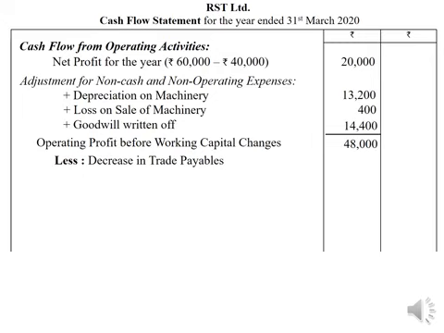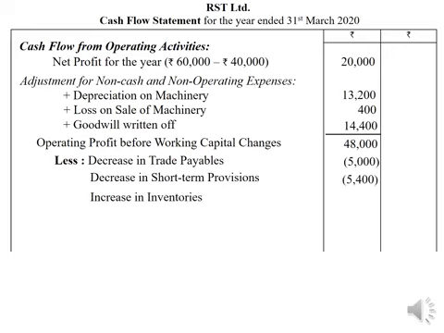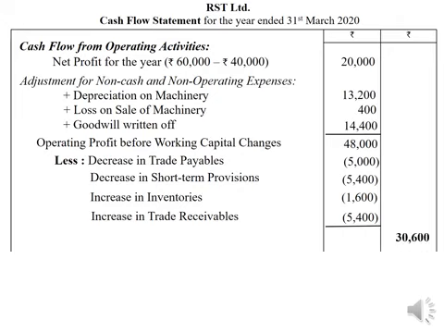Adjustment for working capital changes: less decrease in trade payables rupees 5,000, then decrease in short-term provisions rupees 5,400, increase in inventories rupees 1,600, increase in trade receivables rupees 5,400 have to be recorded as negative figures. There are no adding items here. So the amount will be 30,600. No tax information is given. Therefore, it should be taken as net cash flow from operating activities.